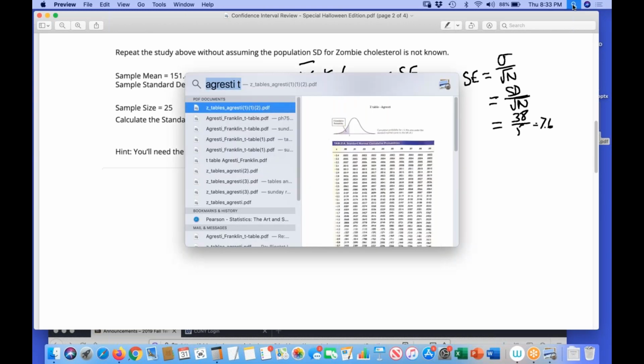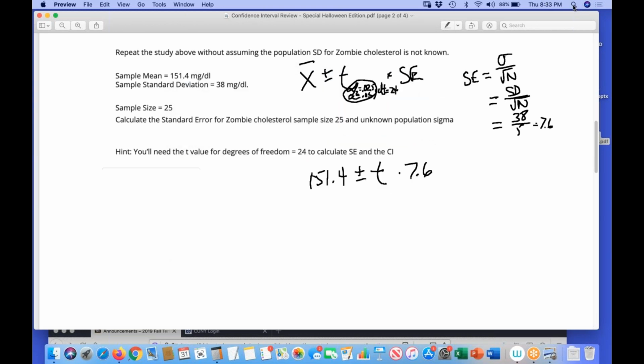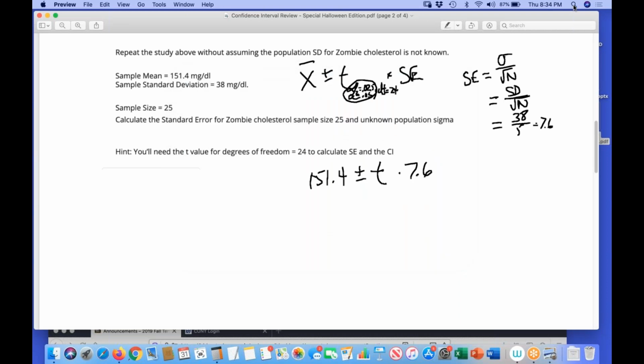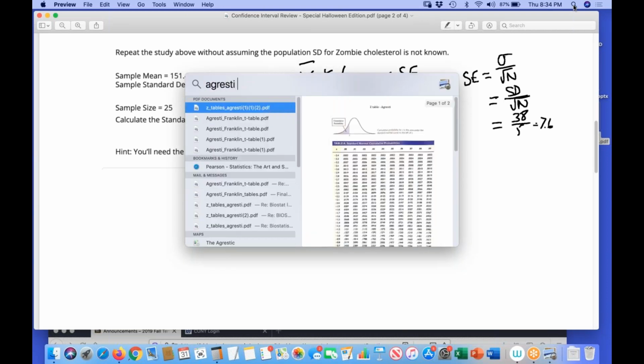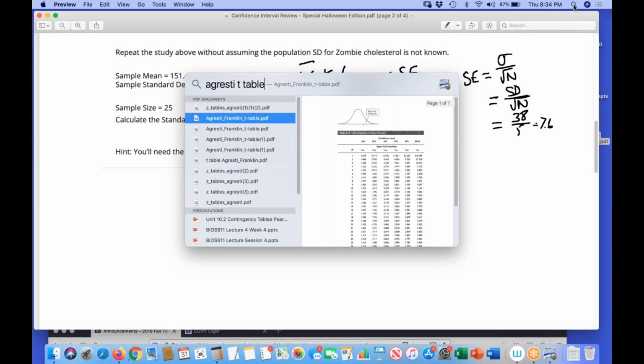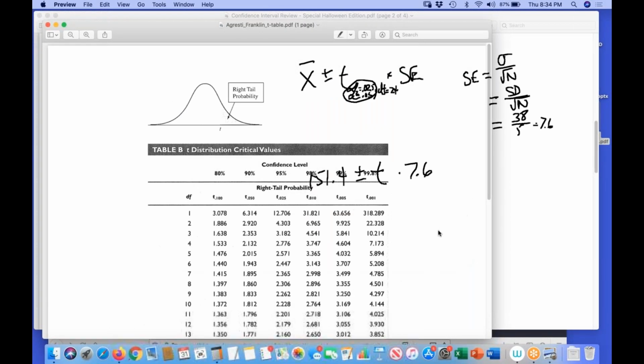Oops. Why is it making... It's escaping every time I try to move over to it. Okay, let me see if I can just, I don't want this Z table. Agresti. Okay, Agresti T table. Can I space down? Yeah, I can space down. Good. Okay, good. I don't have to move my thing.